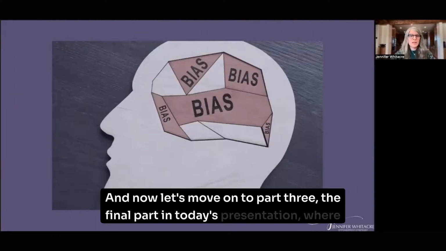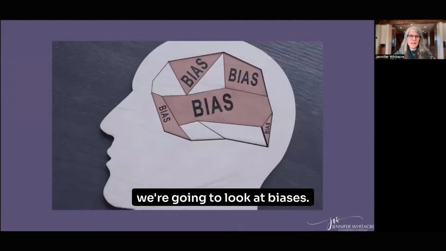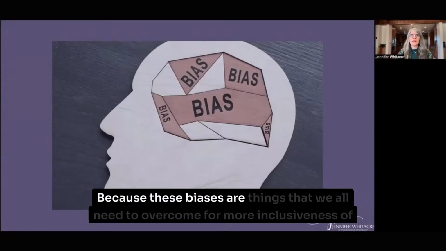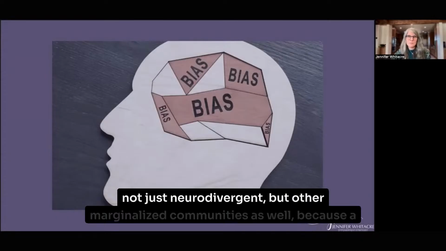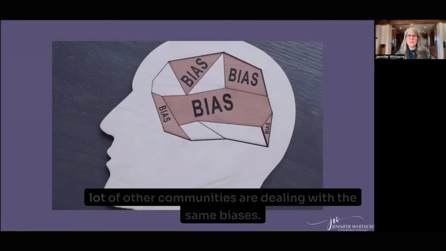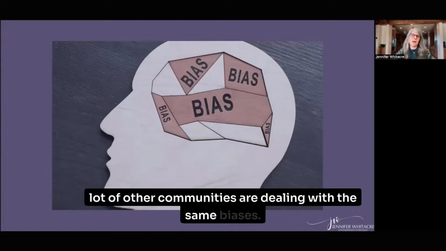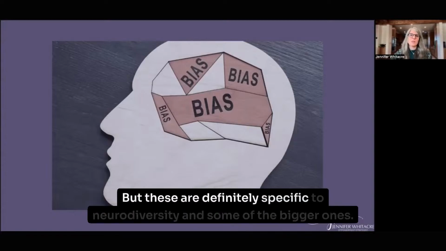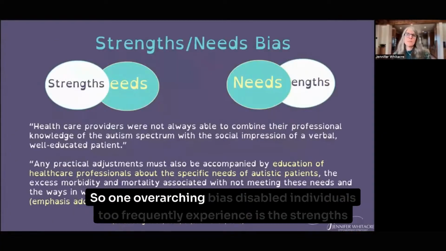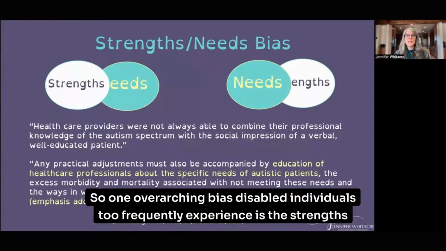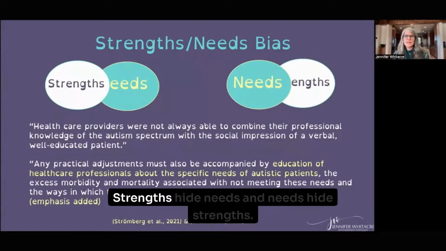And now let's move on to part 3, the final part in today's presentation, where we're going to look at biases, because these are things that we all need to overcome for more inclusiveness of not just neurodivergent, but other marginalized communities as well, because a lot of other communities are dealing with the same biases, but these are definitely specific to neurodiversity and some of the bigger ones. So one overarching bias disabled individuals too frequently experience is the strengths and needs bias. Strengths hide needs and needs hide strengths.